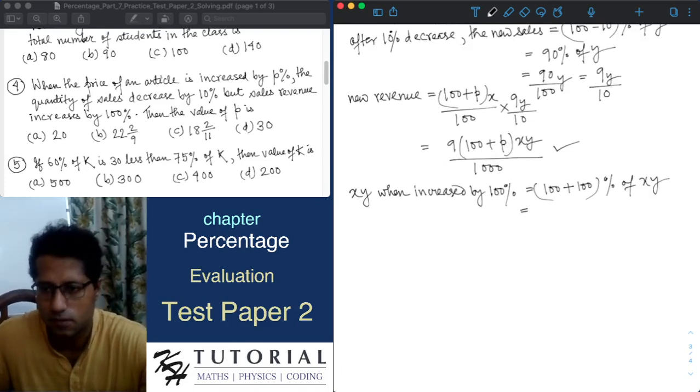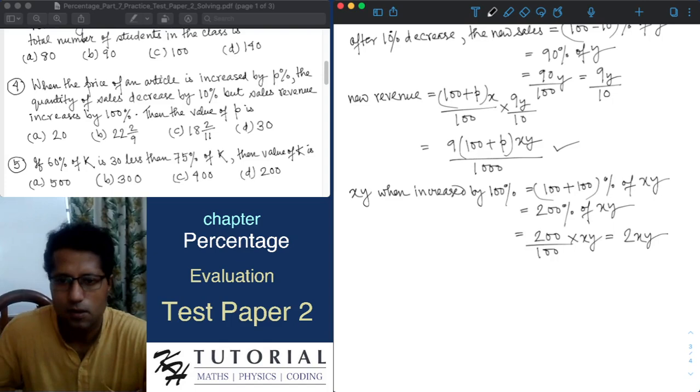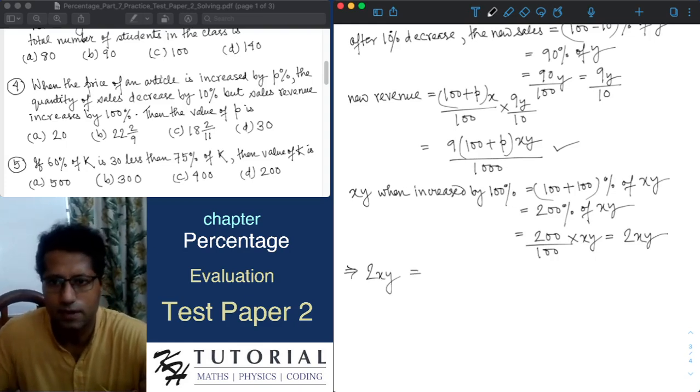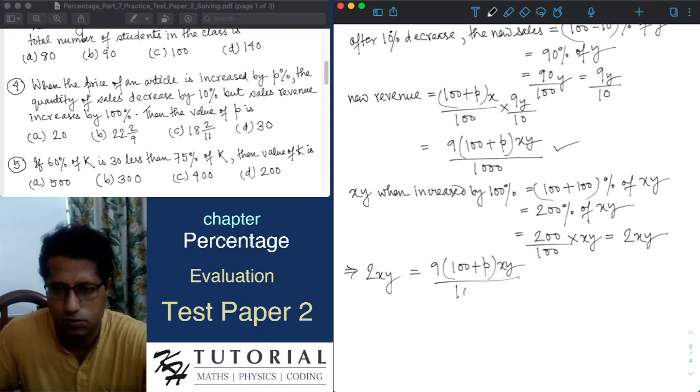This is 200%. 200% of xy is 200 by 100 into xy, which is 2xy. This implies now that 2xy should be equal to the new revenue which we already calculated earlier, which is 9 into 100 plus p multiplied by xy divided by 1000.